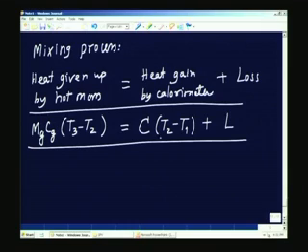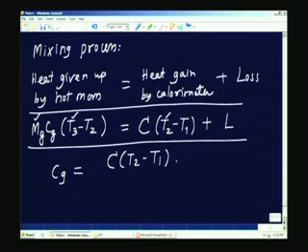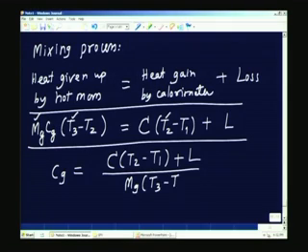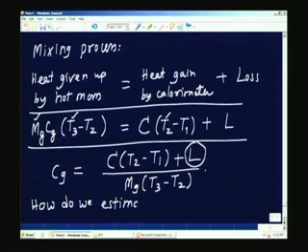I am measuring T2, I am measuring T3, and I know the mass of the solid which is transferred. I can use this expression to determine Cg as C into (T2 minus T1) plus L, divided by mg into (T3 minus T2). So, the problem is that all these are measured, but L has to be estimated. How do we estimate L?